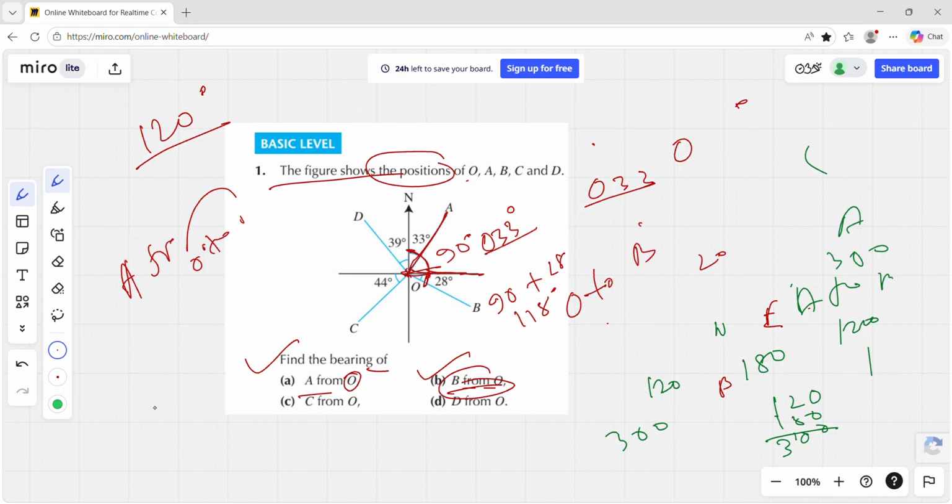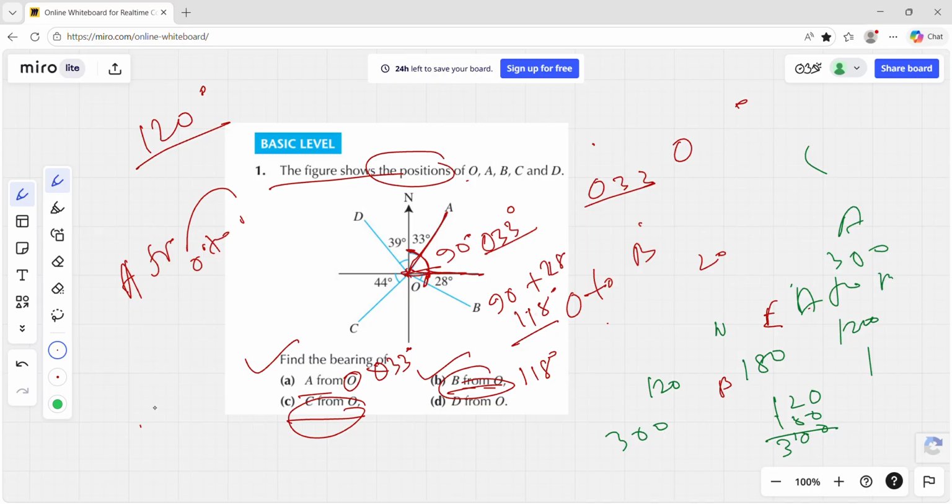Sorry, I made a mistake. 98 is okay. So if you are at 180, 180 minus 98 is 82 degrees. That is your bearing. So this particular one is 180 degrees, and this particular one is 030 degrees. That is your bearing.